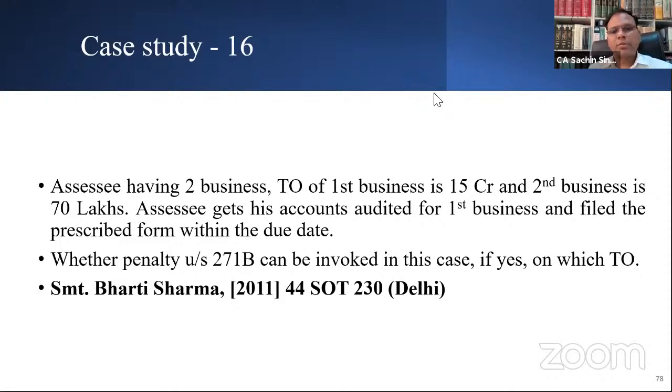Because in this case, what happened? The assessing officer said that since you have not reported it properly, the penalty should be on the whole amount. However, the Delhi tribunal said in the case of Bharti Sharma that since the 70 lakh is the amount on which the compliance has not been done, you can invoke the penalty on the 70 lakhs and not on the whole amount.